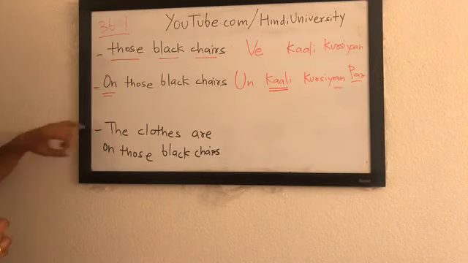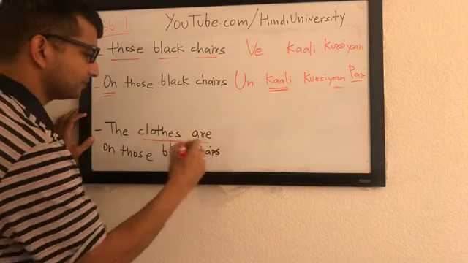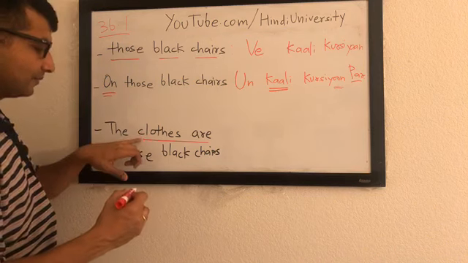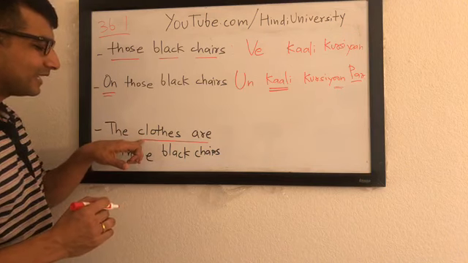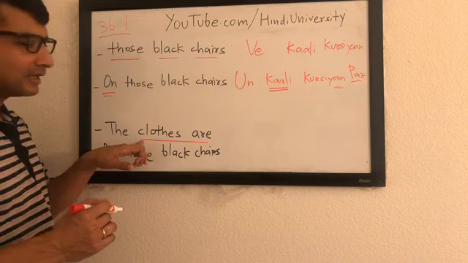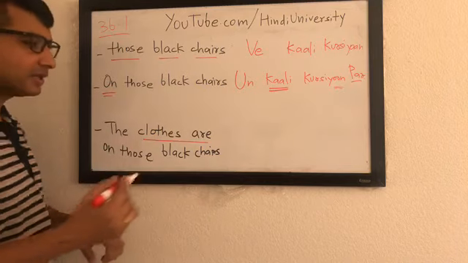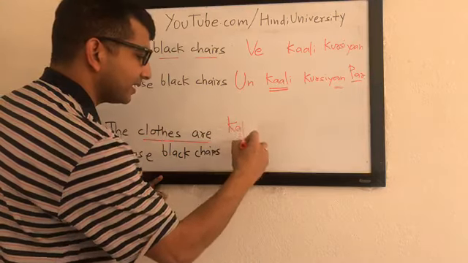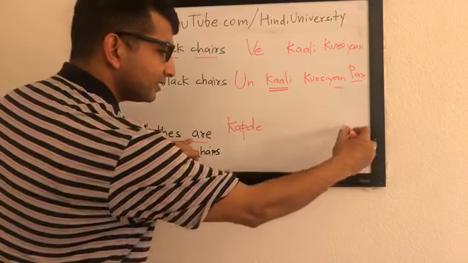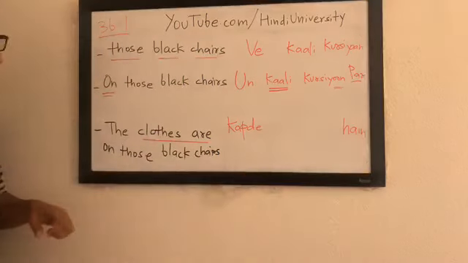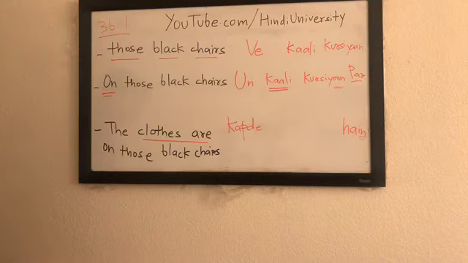Okay, awesome. Next one. The clothes are on those black chairs. This part was hard. I don't know if I did it correctly. I'm pretty sure you did. What is clothes in Hindi? Kapda. One cloth is kapda. Multiple clothes is kapde. And what about clothes are? It ends in hain. For plural it's always hain. Kapde hain.